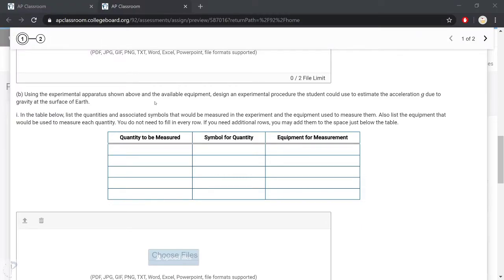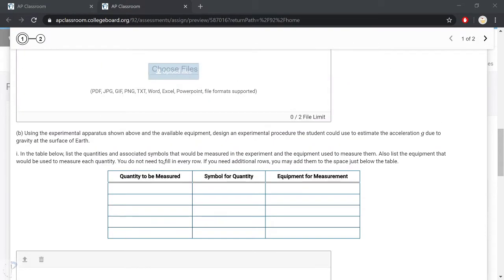Alright, using the experimental apparatus shown above and the available equipment, design an experimental procedure the student could use to estimate the acceleration g due to gravity at the surface of Earth. Wow, that's a lot. In the table below, list the quantities and associated symbols that would be measured in the experiment and the equipment needed to measure them. Also list the equipment that would be used to measure each quantity. You do not need to fill in every row.